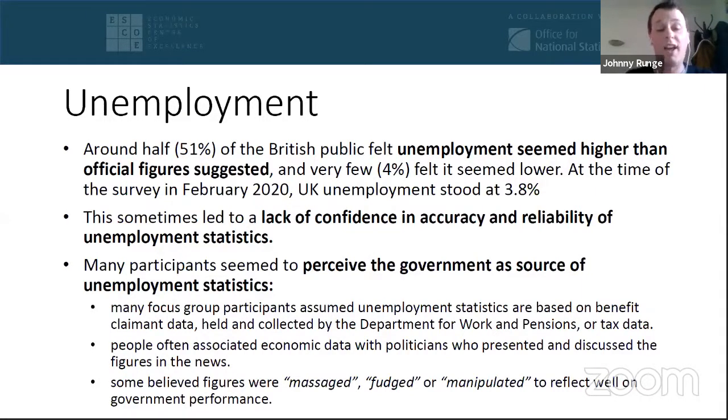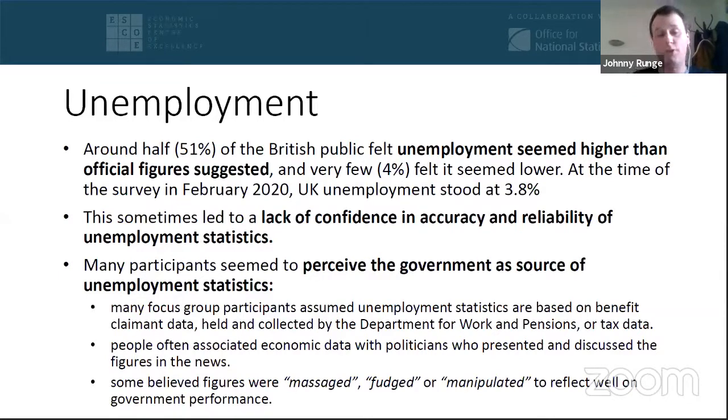and just don't feel like it must be higher than this figure. And quite often that then leads to a lack of confidence in the unemployment statistics, which manifests itself in two different ways. Many people then go on to think about who's the source of these statistics, can I trust them, and so on. And it's very clear that when people start thinking about the source of unemployment statistics, they logically assume that it's probably based on benefit claimant data from job centers, or held and collected by government departments, or tax data alternatively.